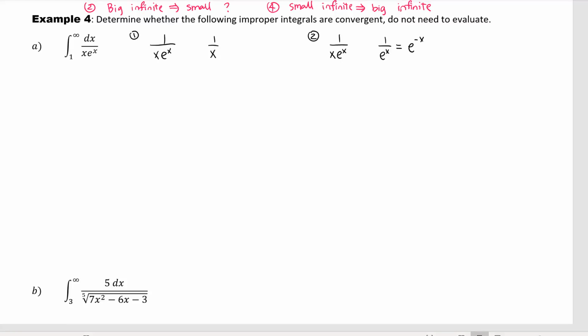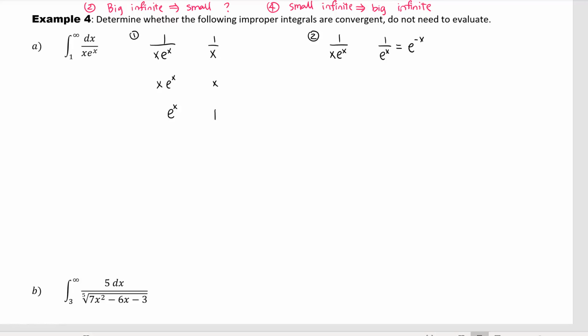Okay, so here, which one is bigger? Well, let's figure out what the difference is. The denominators are different, right? Let's compare the denominators: x e to the x, and x. Which one is bigger? The difference is the x is the same, right? The factor e to the x and 1 are different. Which one is bigger?